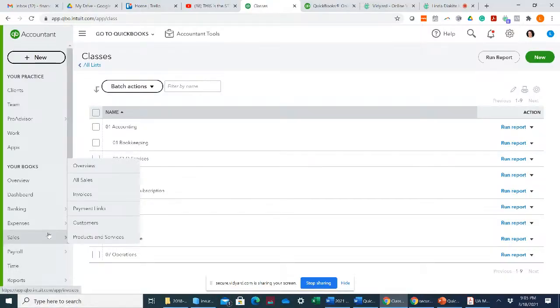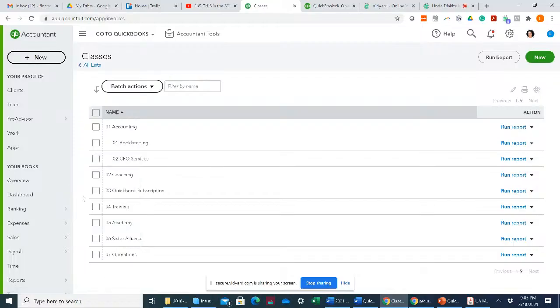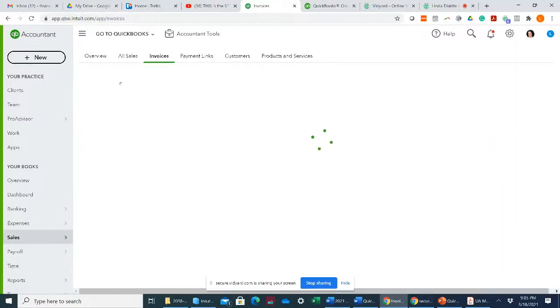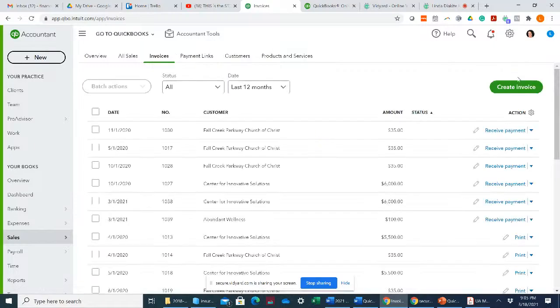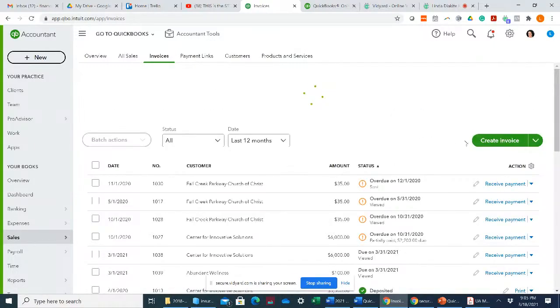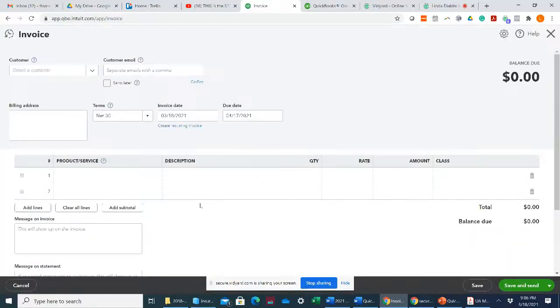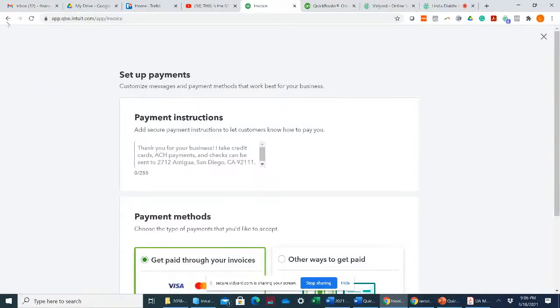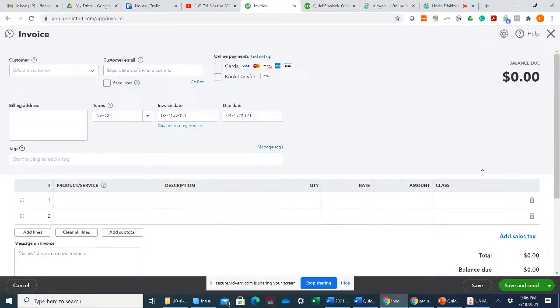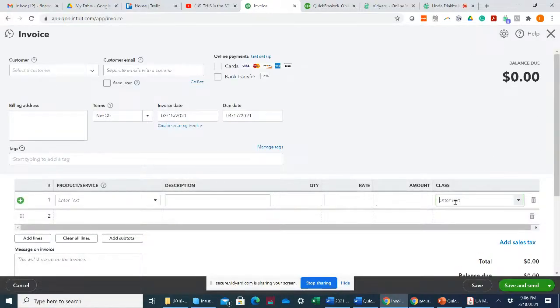And actually, let me show you invoices. We're going to create an invoice, and it'll let me create an invoice. When you create an invoice, you can see here, well, oops, sorry. This field here, class. So this is where you would actually select Facebook.